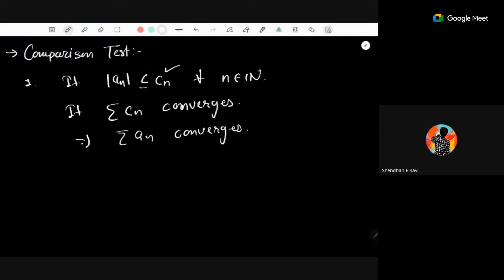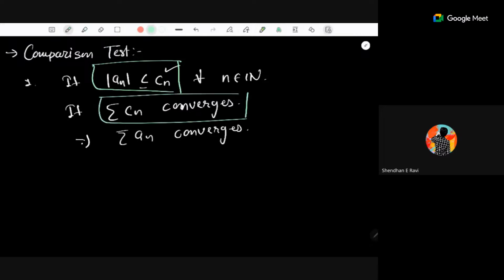Right. So here it is kind of obvious. Until and unless you find a series with this property, the first thing is that modulus of an should be less than or equal to Cn, and the second thing is that Cn should converge. So until and unless you have such a series, you cannot apply the comparison test. It's a very good test if you know a good set of series. So the first statement says, if modulus of an is less than or equal to Cn for all n belonging to natural numbers, and if summation Cn converges, this will imply summation an converges.